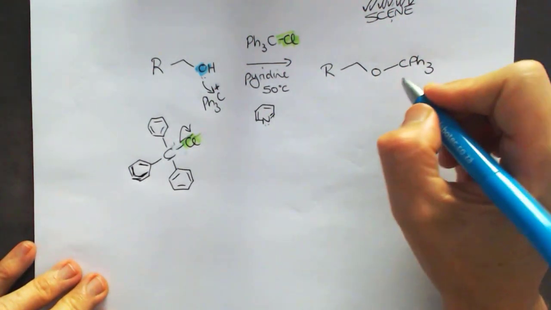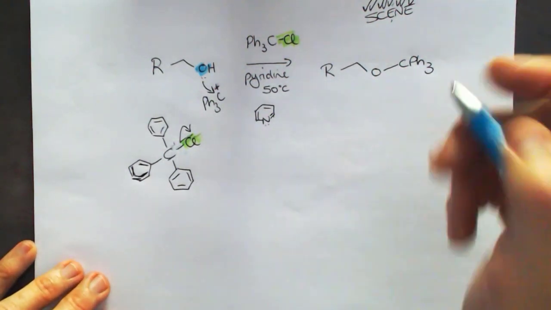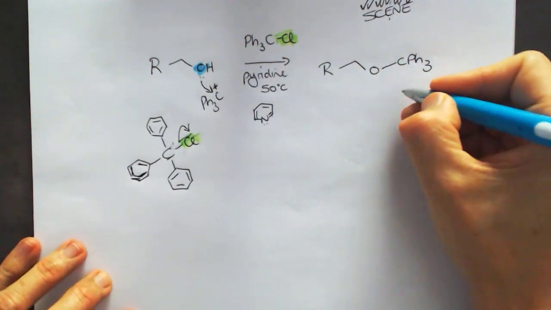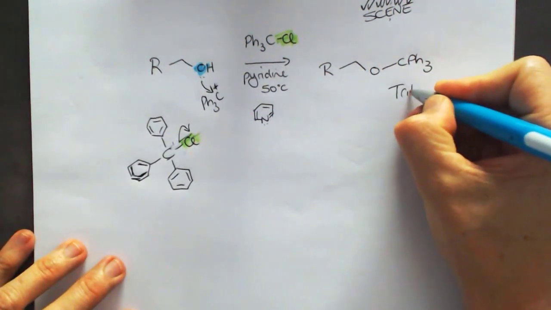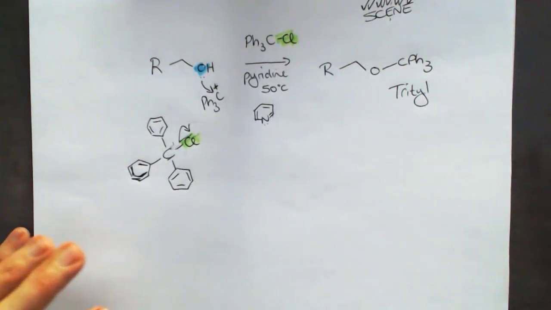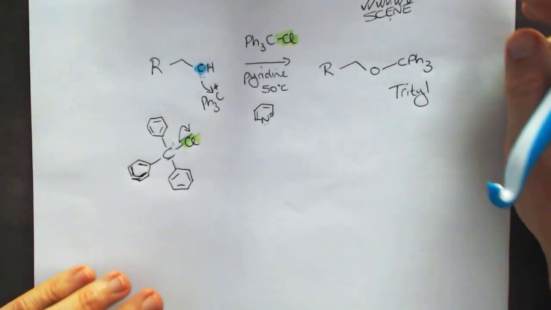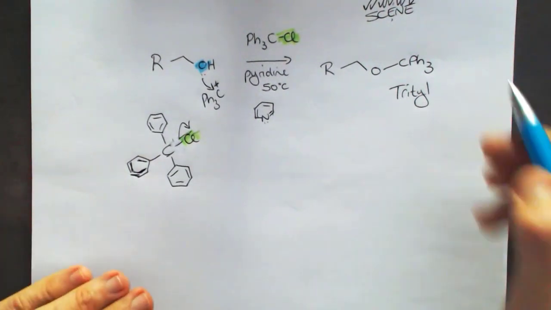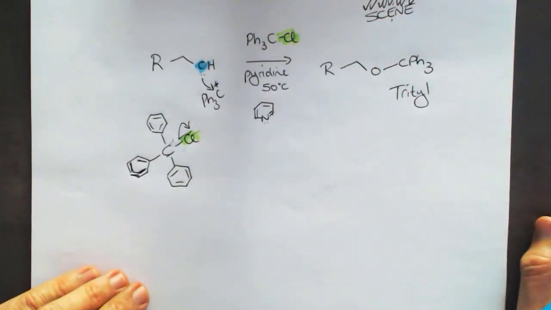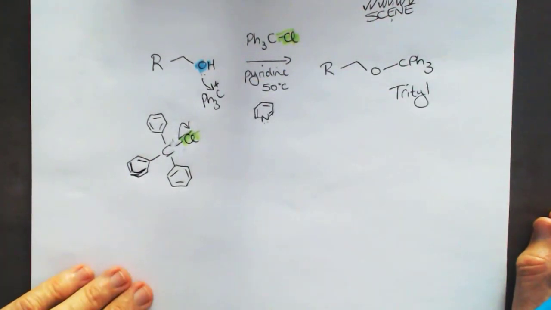This, by the way, is also a protecting group that people use for alcohols and amines. It's called the trityl protecting group. It can be removed using hydrogenolysis. That's a bit more information for the second year course, but it's just another example of an SN1 reaction.